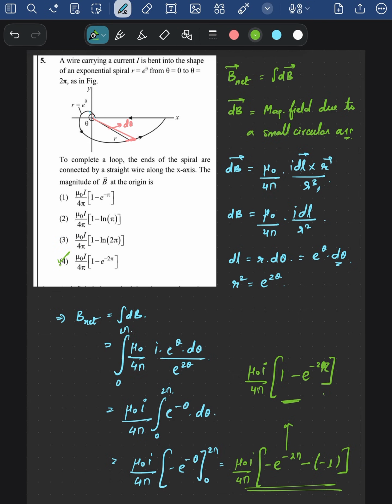which is option number 4. Right, so hopefully this question is clear. See you guys in the next question.